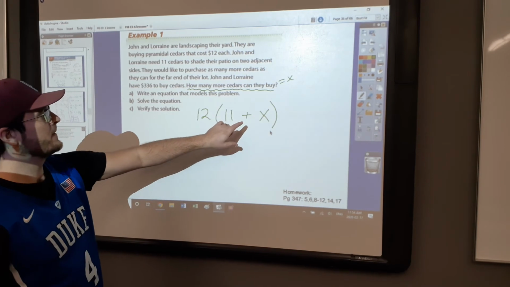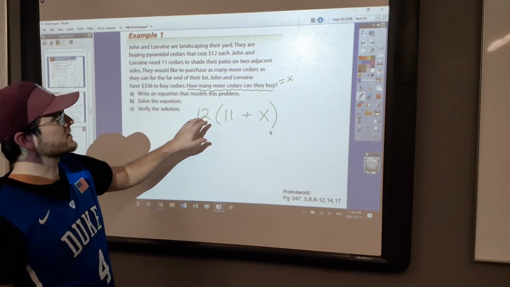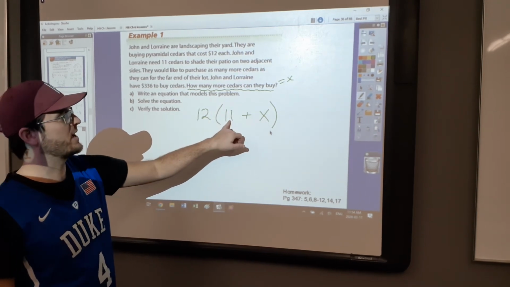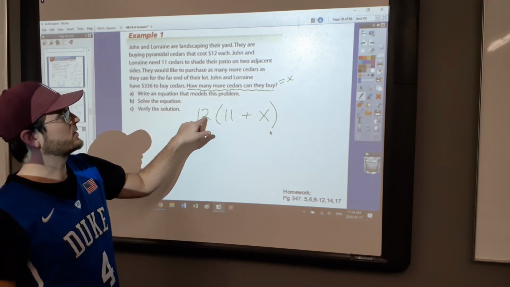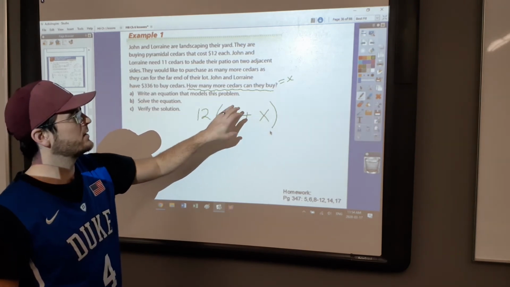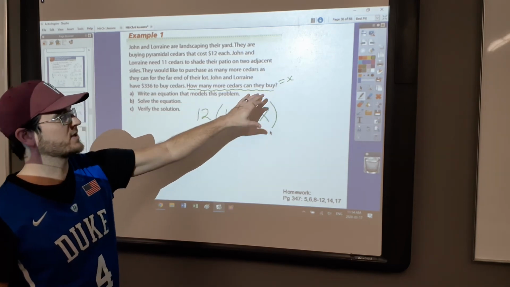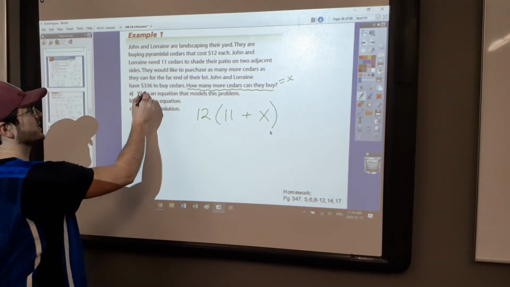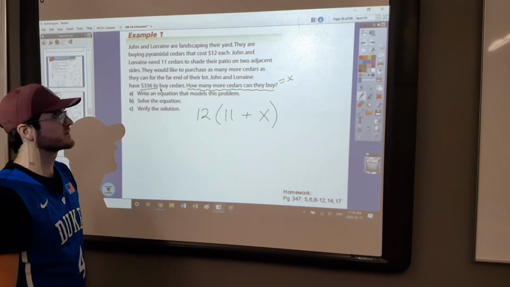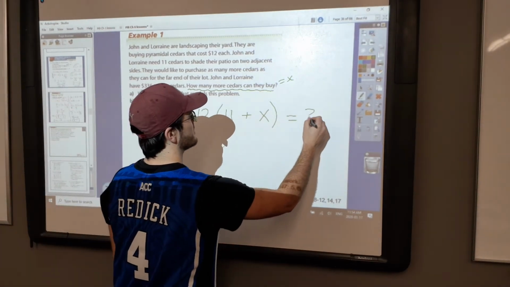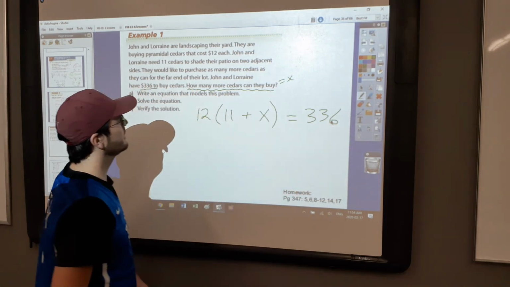Okay, so notice I need to put brackets in here. It's not just 12X plus 11, right? It's not just 12. We need to figure this out. They need the 11 plus the X more. How many more? That's what we're trying to find out. And they have a budget. They have only $336 to spend, so it's going to be equal to 336. So a little bit tricky one.